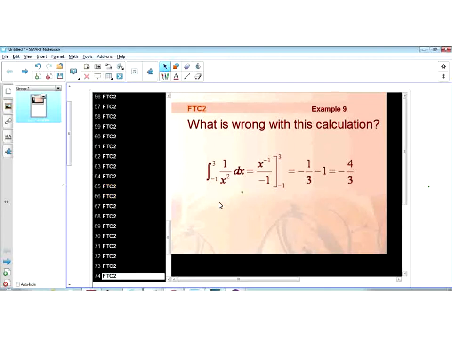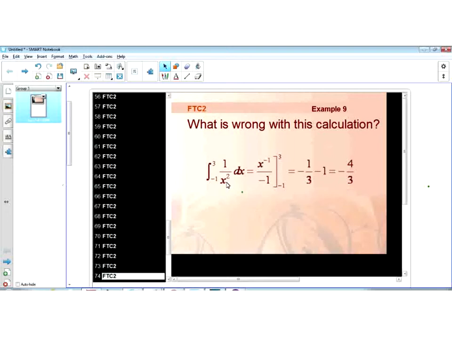Okay, now, what's wrong with this calculation? Here's an interesting problem. The area under the curve of 1 over x squared from -1 to 3. If we blindly apply the fundamental theorem of calculus part 2, we take the antiderivative of 1 over x squared, which is negative x to the -1, evaluated from -1 to 3. That would be -1/3 minus 1, which is -4/3.